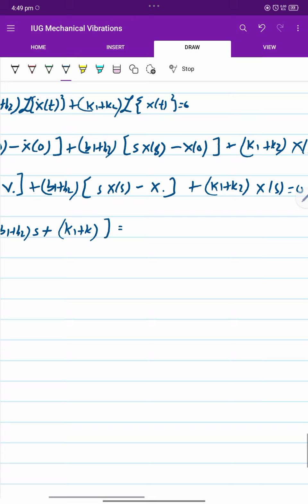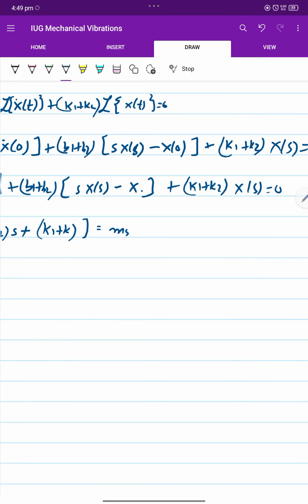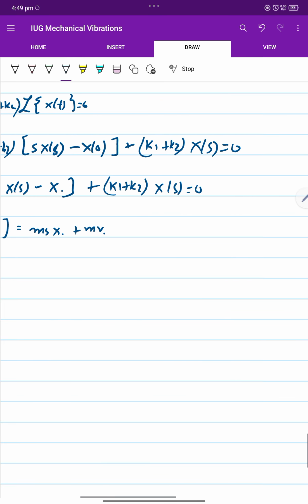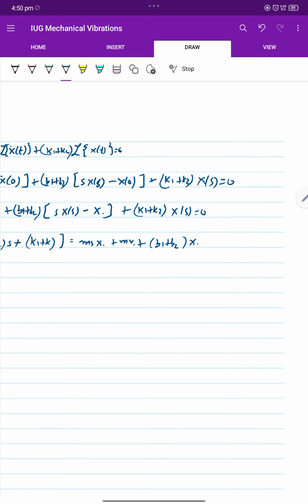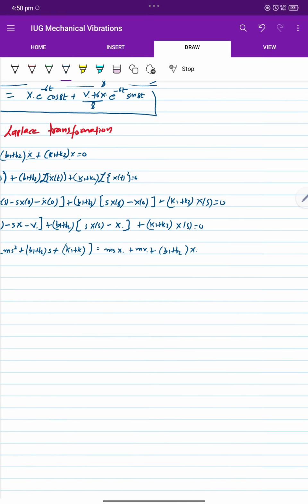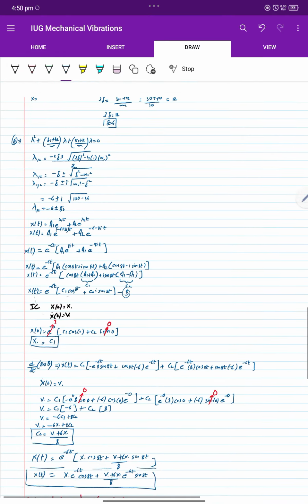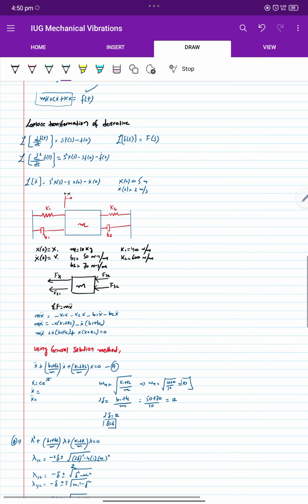equals to ms x naught plus mv naught plus, I just open up the bracket, I'm writing it directly, it's a simple algebraic operation, b1 plus b2 x naught. Now what you can do is use those values of m1, m2, b1, b2, all of these which we saw in the beginning.